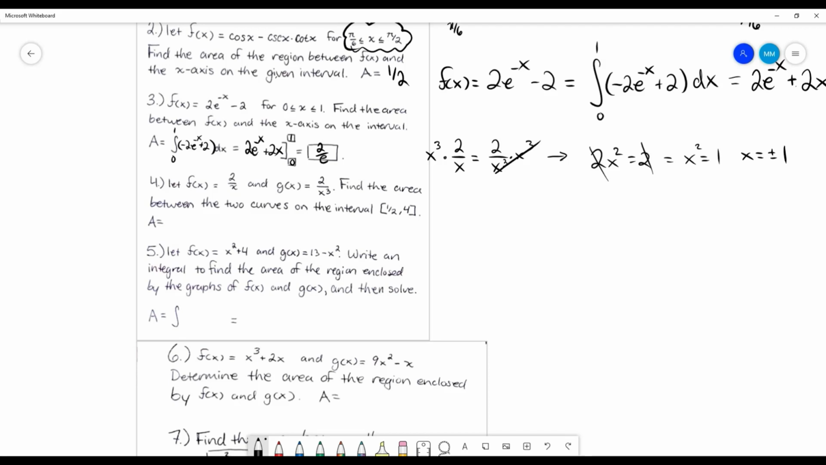Which means that at either a positive or negative 1, these functions intersect. Negative 1 is not within our interval, so we can only include that positive 1. So we have an intersection point at x equals 1. We just kind of want to keep that in mind. So it intersects at x equals 1. Now, let's just try sketching out this graph.